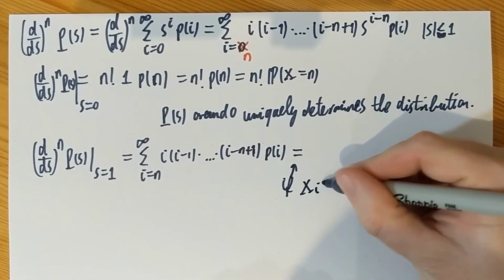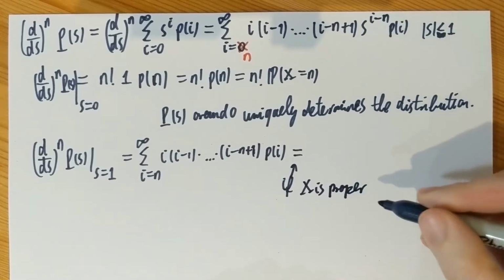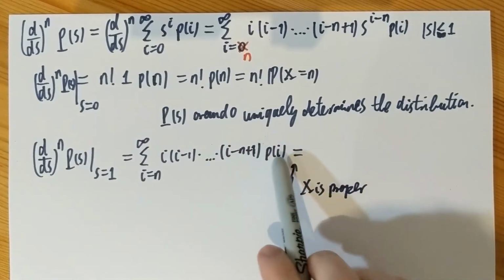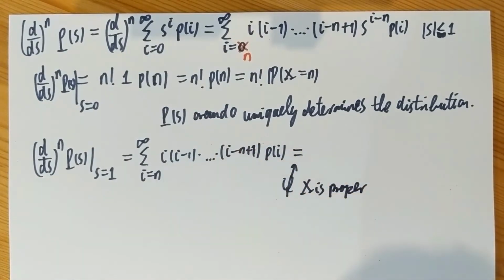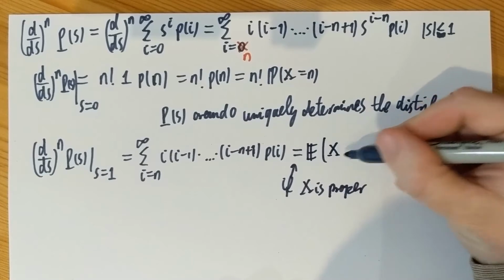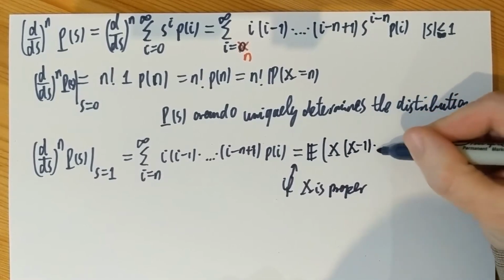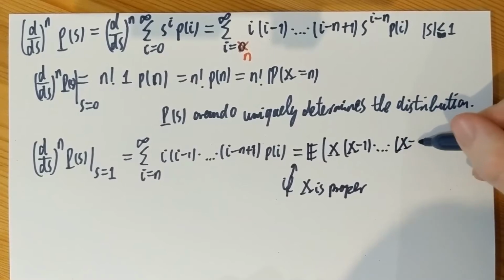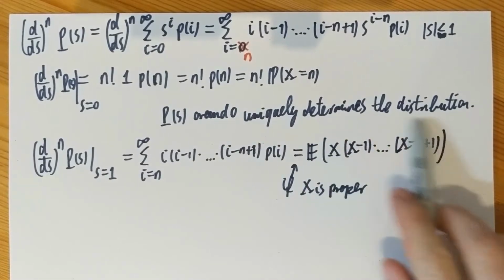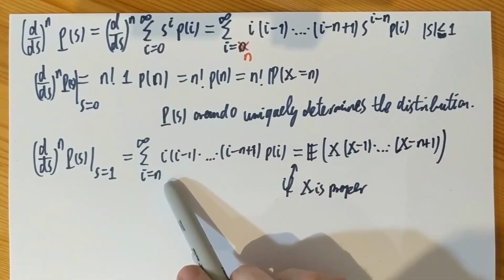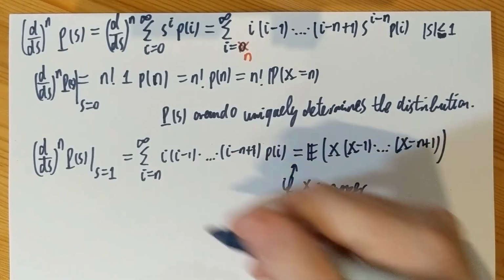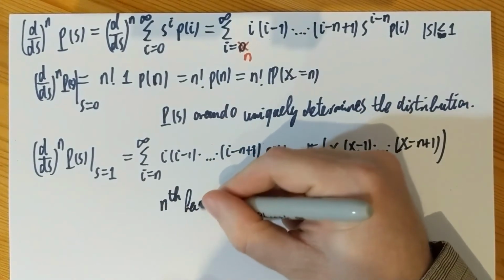Now if x is proper, in other words, if x is always finite, with probability 1 is finite, so we're looking at all possible contributions of the probabilities from n up, then what I have here is exactly the expectation of my random variable x times x minus 1 times ... times x minus n plus 1. Why is that? Because in order to calculate this, I have to do exactly this sum from 0 to infinity, but any i value below n is 0 anyway, so it's the same term. And this is called the nth factorial moment.